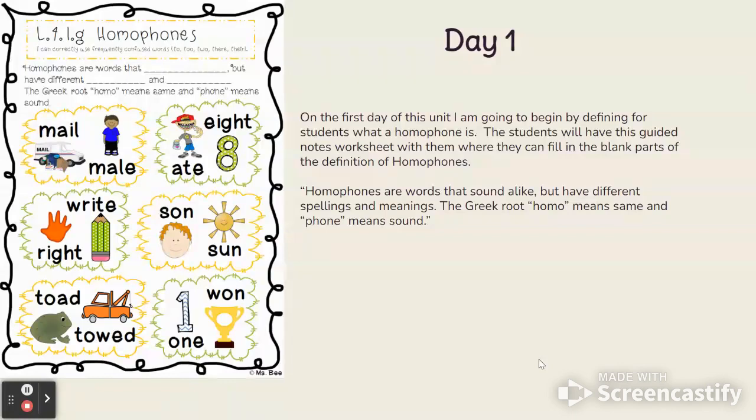After we have discussed what this definition is, I'm going to have the students turn and talk in their tables about other homophones that they know. As you can see on this worksheet, there are 6 examples. So I'm going to have them discuss if they know any others in addition to the ones on this worksheet. So that's just our introduction day to the unit.